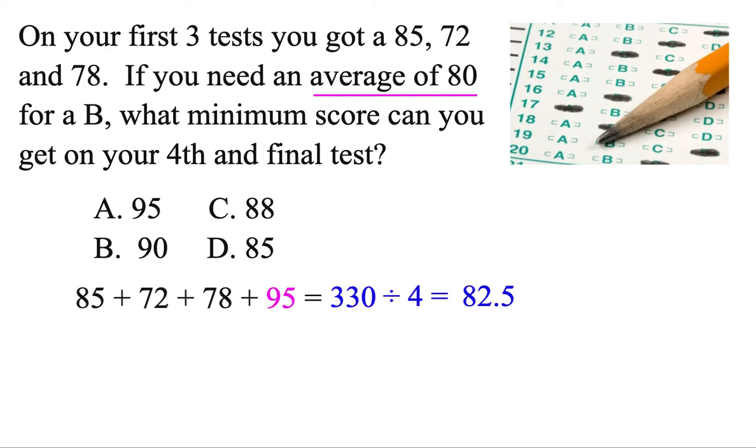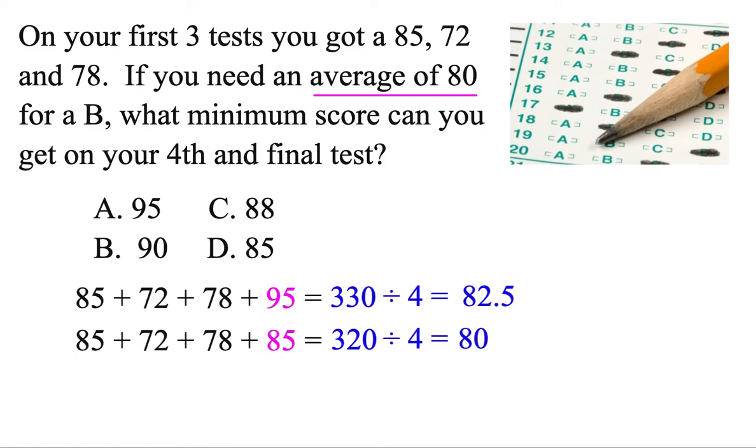So let's go ahead and try a different score. Let's try D, 85, and see where that gets us. Replacing that with the 95, that'll get us 320. Divide that by 4, and boom, that's it. That gets us an average of an 80. Therefore, we know we need an 85 on that 4th test, and that is the winner, Pollo Cena, that we're looking for.